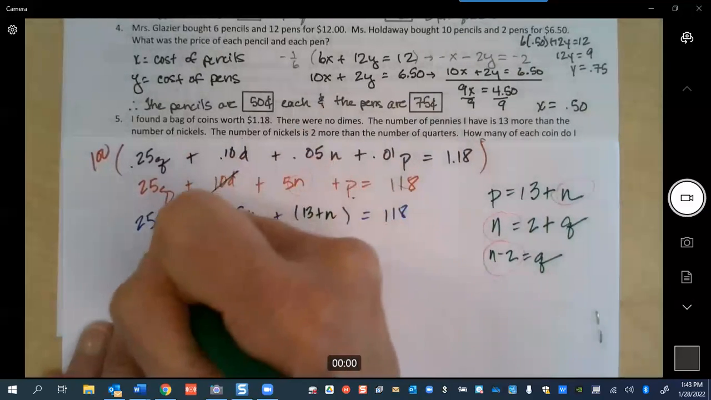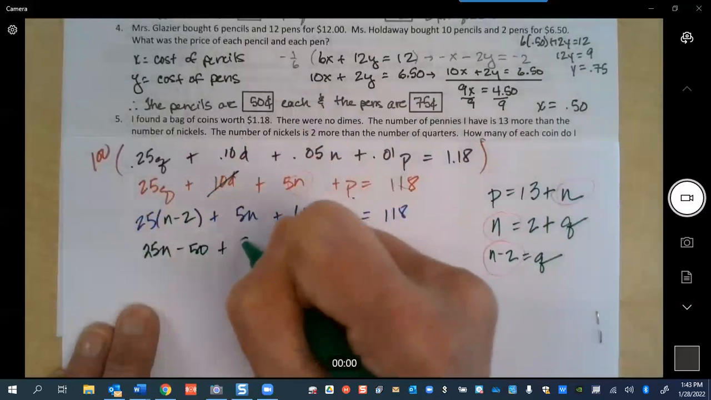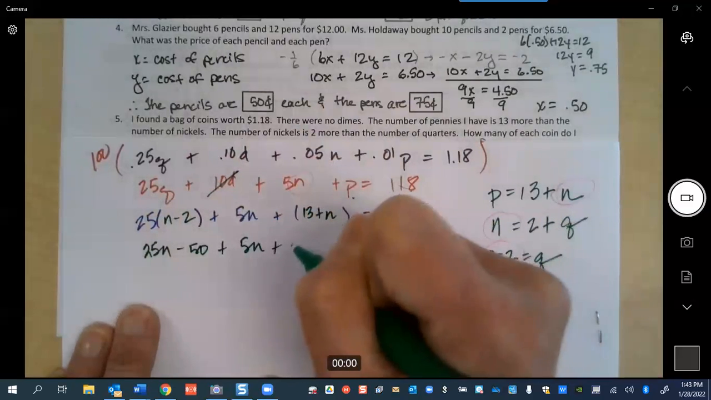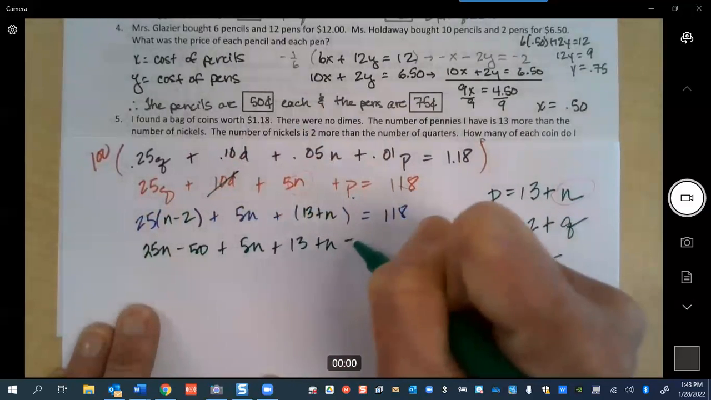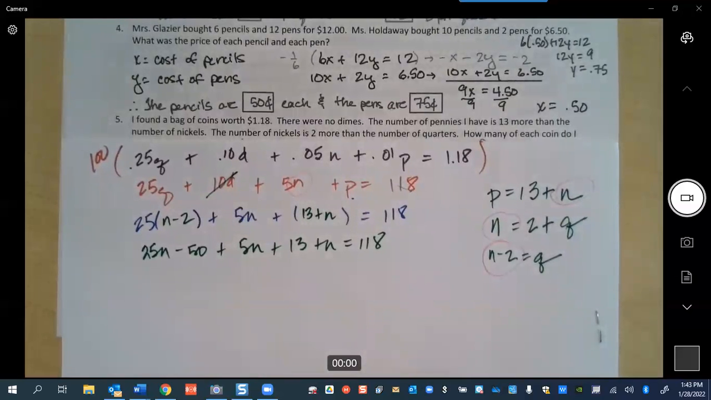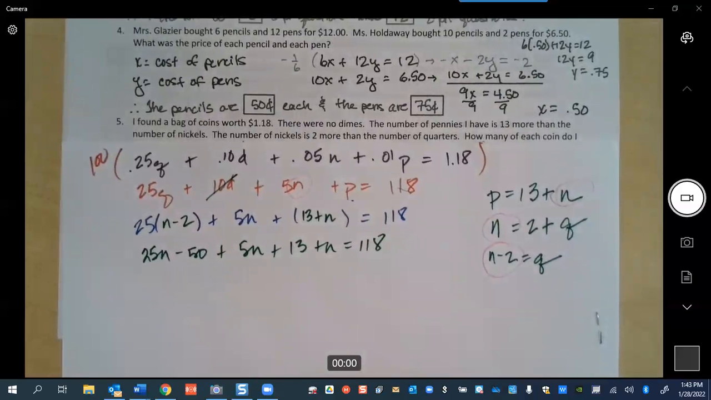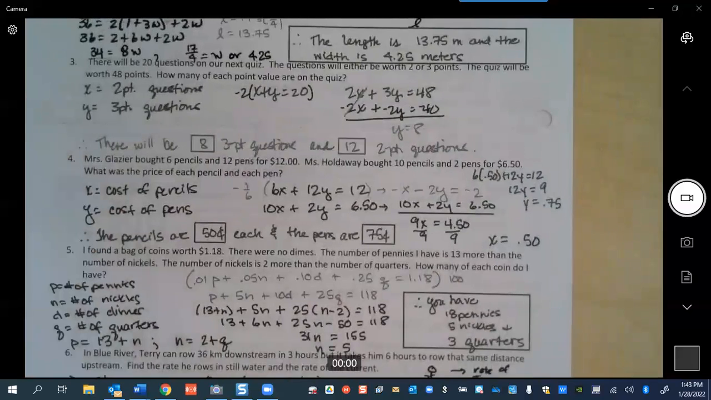So now I've got 25 N's minus 50 plus 5 N's plus 13 plus N, and that's equal to 118. So then I just keep going, solve for N, and then I can figure out how many quarters, nickels, and pennies I have. Sound okay? Do you need me to keep going or are you good? I don't know who asked for that. Grace, do you need me to keep going? Okay. Anything else I can explain?